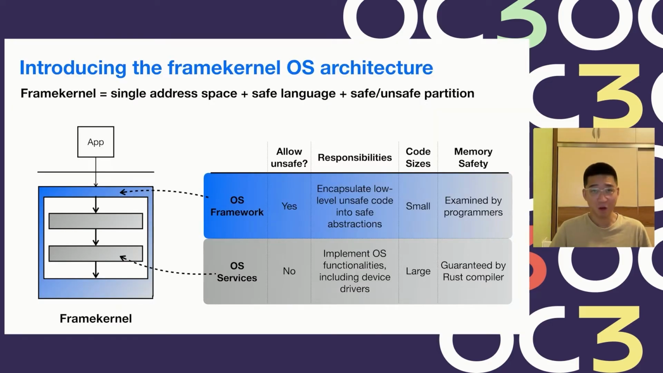To address this shortcoming of existing Rust kernels, we propose the framekernel OS architecture. In this OS architecture, the entire OS resides in the same address space like a monolithic kernel, and is required to be written in Rust. However, there's a twist. The kernel is partitioned in two halves: the OS framework, akin to a microkernel, and the OS services. Only the OS framework is allowed to use unsafe Rust, while the OS services must be written exclusively in safe Rust. The OS framework is responsible for encapsulating low-level unsafe code into high-level safe abstractions, while the OS services implement most of the OS functionalities, including device drivers.